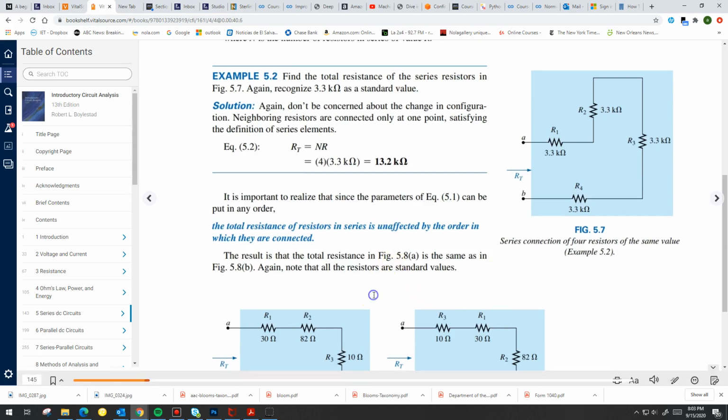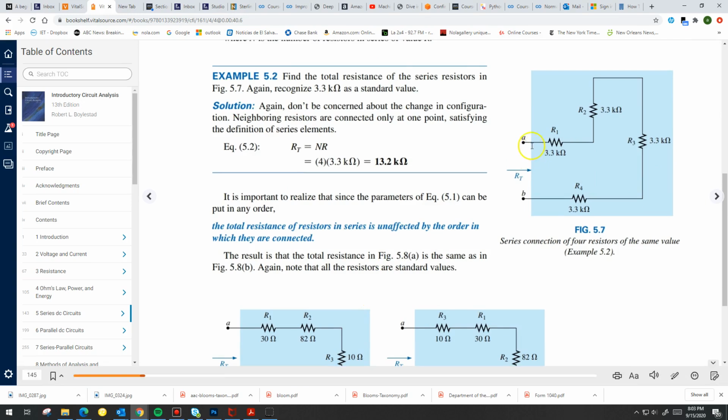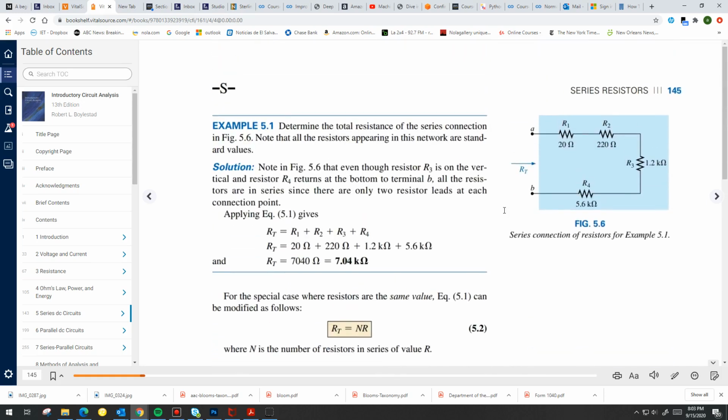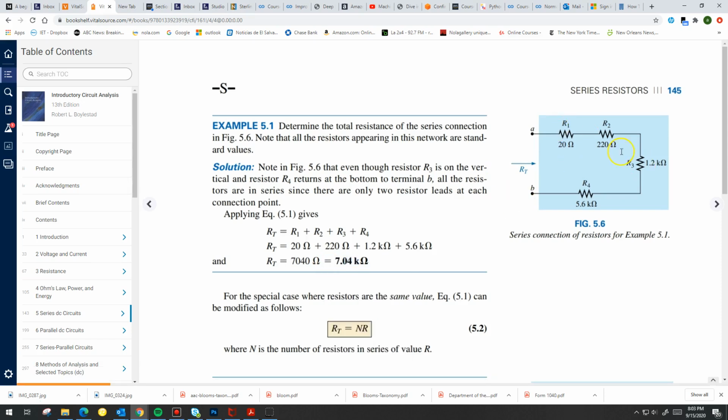Another thing to notice is that from the point of view of this connecting point A and B, it doesn't matter if you change the locations of the resistors. If you swap them, the total resistance is not going to change. In other words, if I swap the position of R3 and R1, and if I swap the positions of R2 and R4, the total resistance is not going to change. Okay, it doesn't matter what I swap. Now, it's going to matter from your circuit point of view.